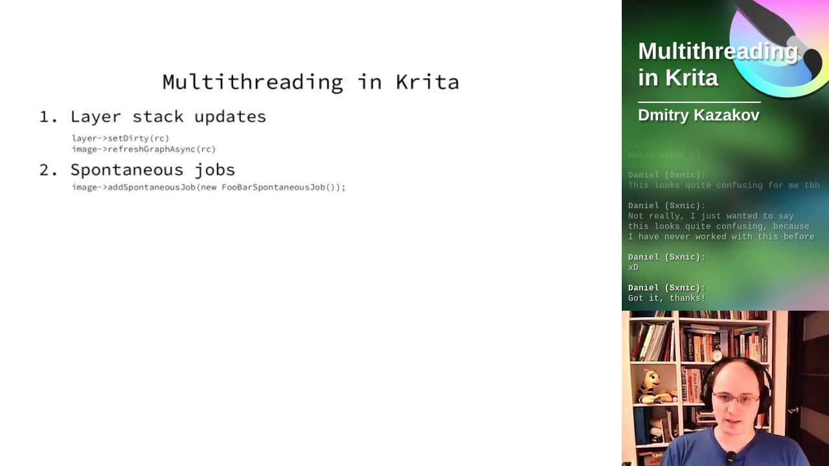So the second type of updates, the second type of jobs, are spontaneous jobs. These jobs are also updates. That is, they are running in the updates queue, not in the strokes queue. In contrast to layer stack updates, you can create your own jobs. When calling layer set dirty, you cannot modify the job that is added to the queue. But you can create your own spontaneous jobs, and we use it a lot. We use it, for example, to generate selection outline.